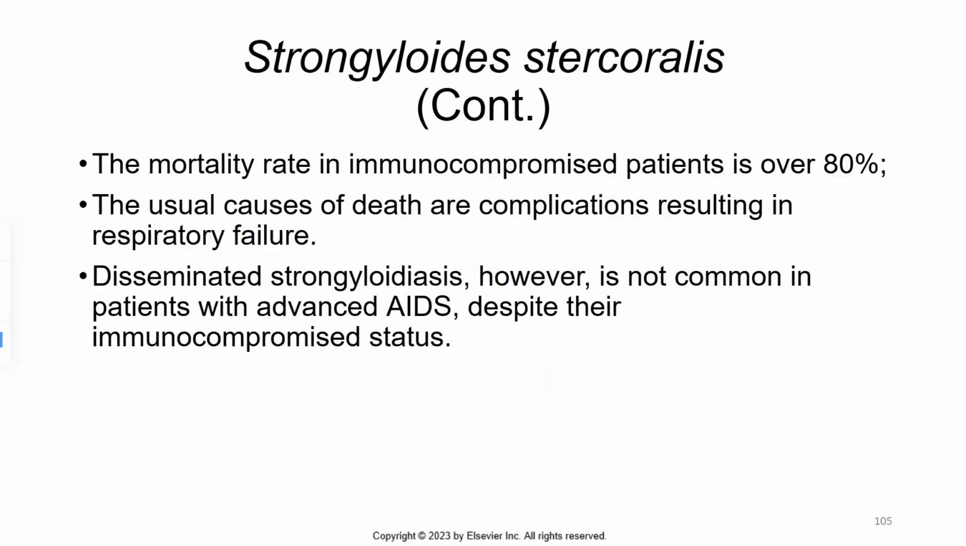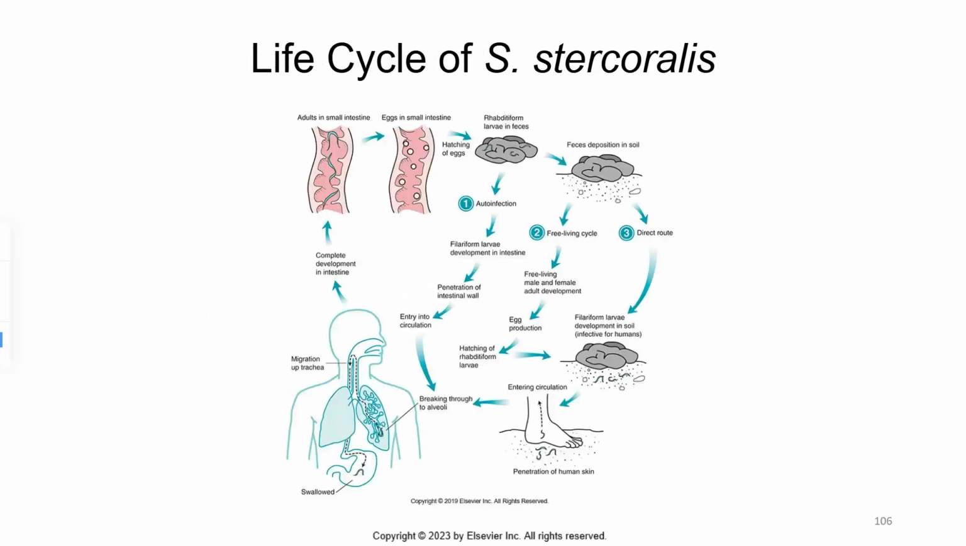The mortality rate in immunocompromised patients is over 80%. The usual causes of death are complications resulting in respiratory failure. Disseminated strongyloidiasis, however, is not common in patients with advanced age, despite their immunocompromised status.